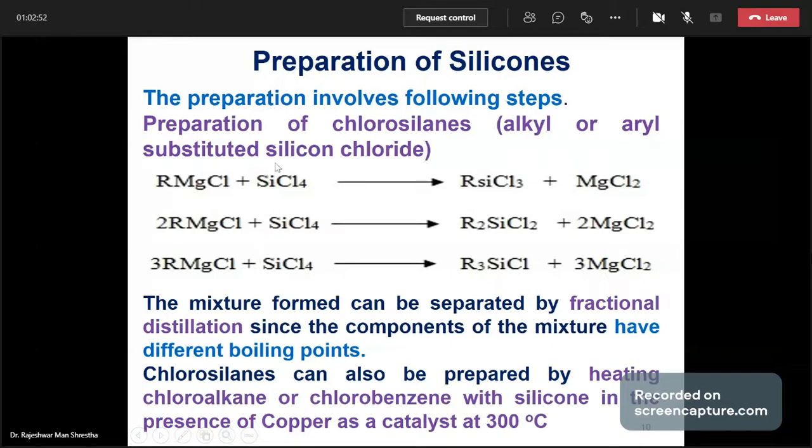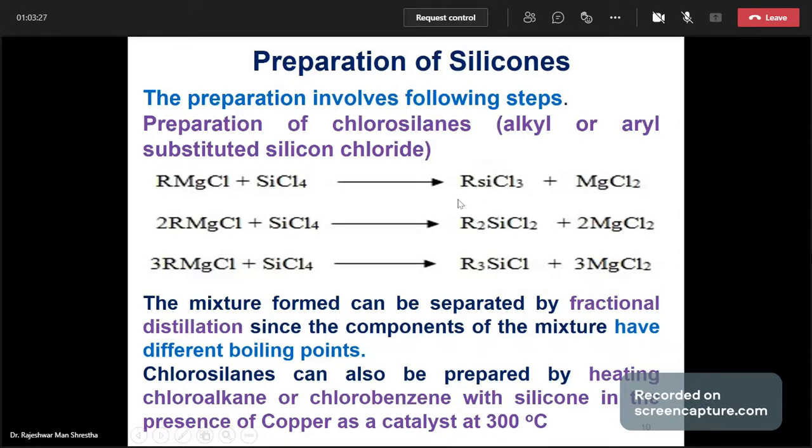Chloride when reacted with each other will produce chlorosilane. Chlorosilane is the alkyl or aryl derivative of silicon chloride. That reaction should be carried out in dry ether because the Grignard reagent is very reactive. When we use one molecule of Grignard reagent, this compound is formed, R1; when two molecules, R2; when three molecules, R3. In this way these chlorosilanes are formed, and they differ from one another in boiling point.